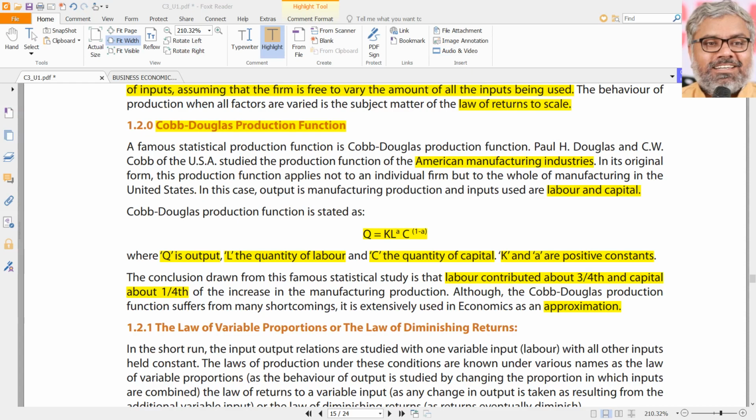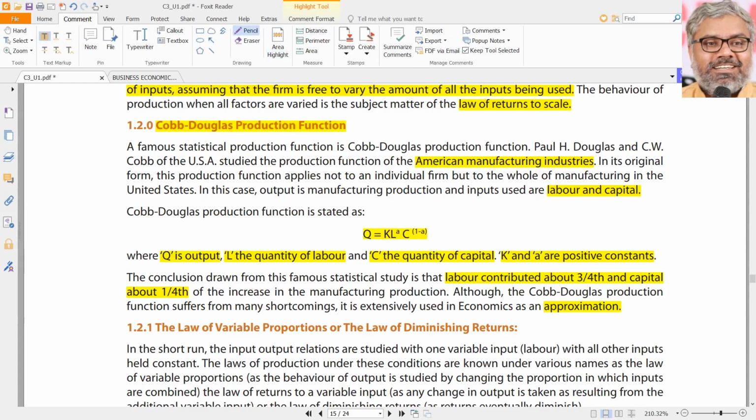That is, Q is equal to K L to the power of A, C to the power of 1 minus A. That's it. So there are many things in any formula. Let us understand any formula, not only this one. Wherever you encounter any formula, there will always be a certain number of things for which the data has to be given.